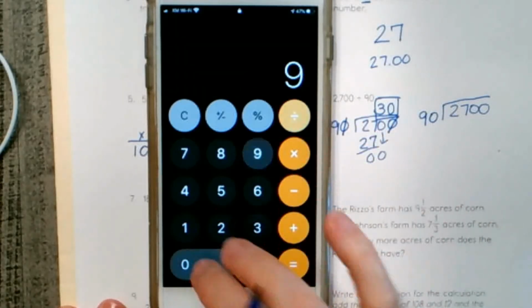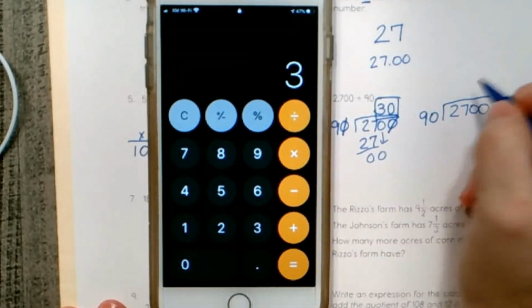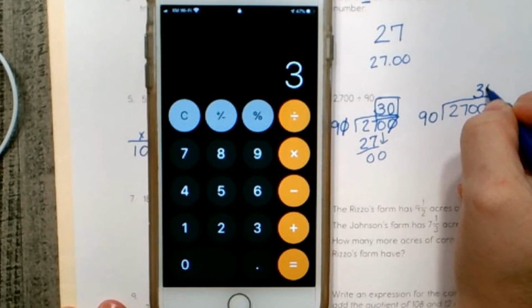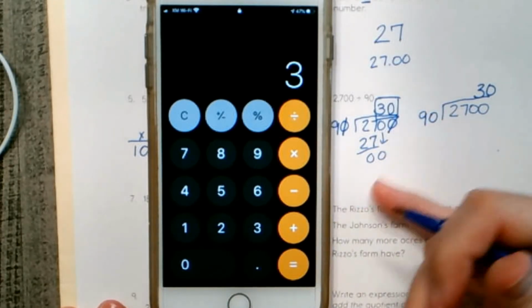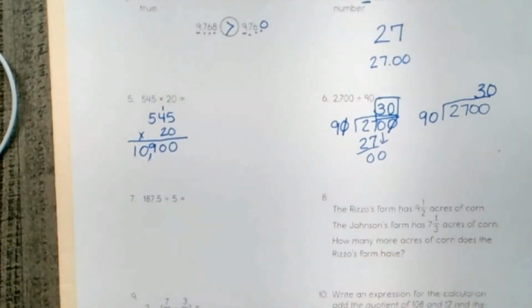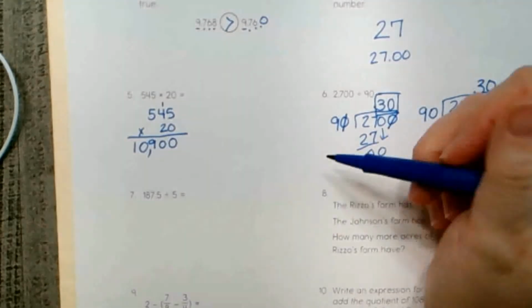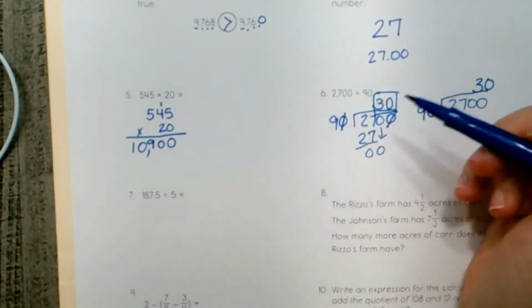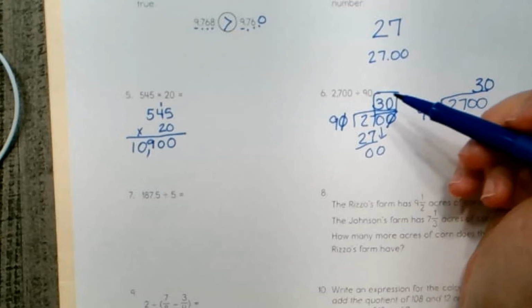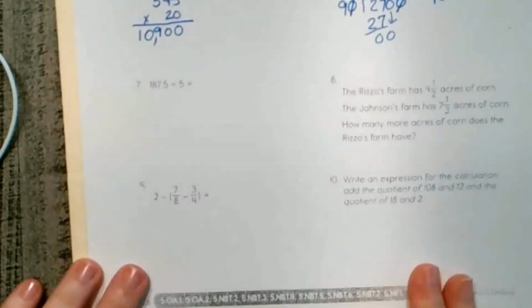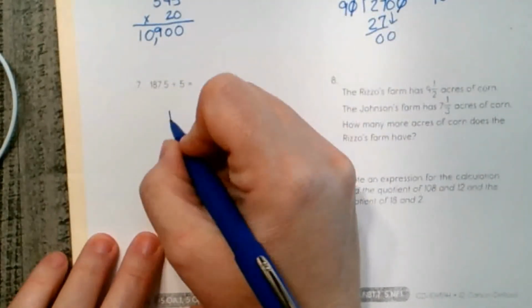270 divided by 90 is 3. And then you would bring up your 0. So you get the same answer either way. So I was going to just prove to you that what I showed you of knocking off your zeros, it still works. And it's way easier to divide by 9 than by 90. All right, moving on.